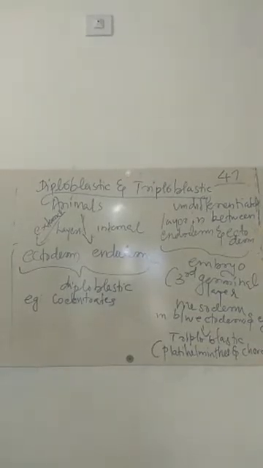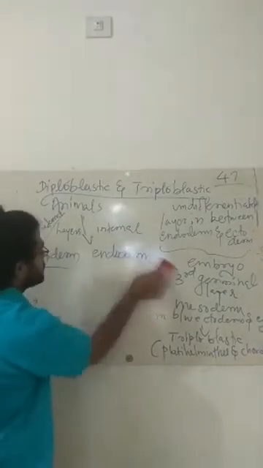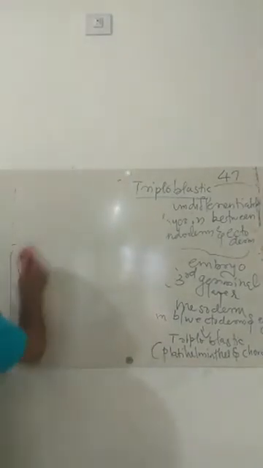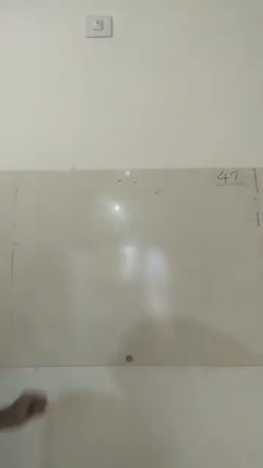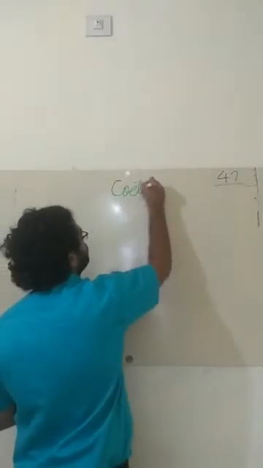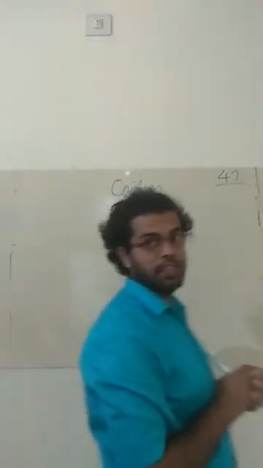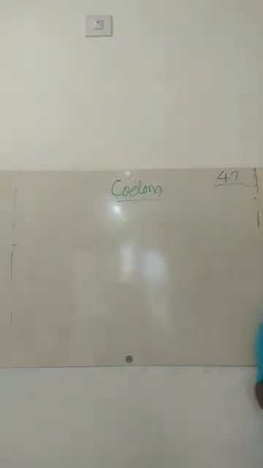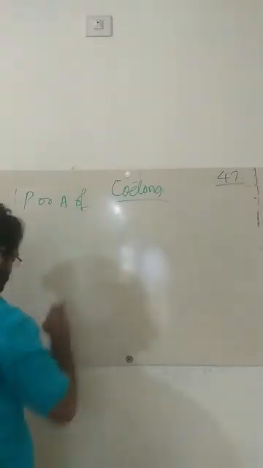Okay, so the next one is the coelom. I think this is the last section that I can teach you today. The next is the coelom. This is page number 48. Okay, coelom. So the presence or absence of the cavity between the body wall and the gut wall is a very important classification. Presence or absence of cavity.